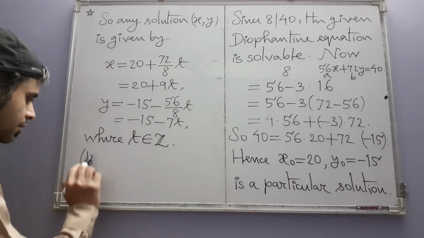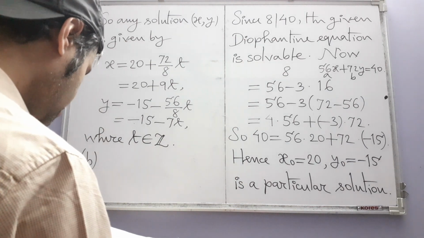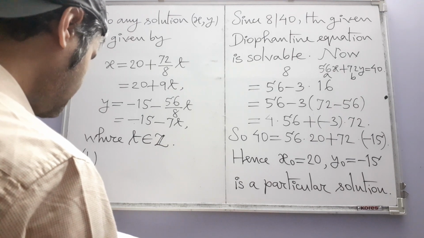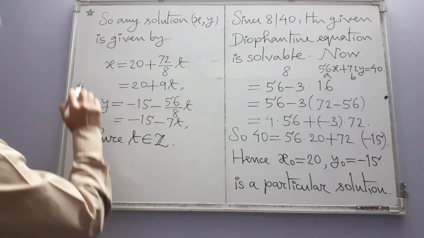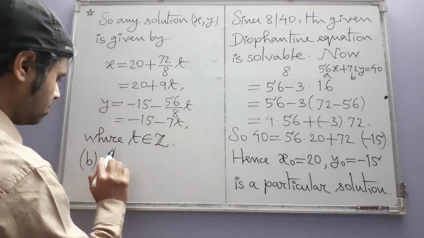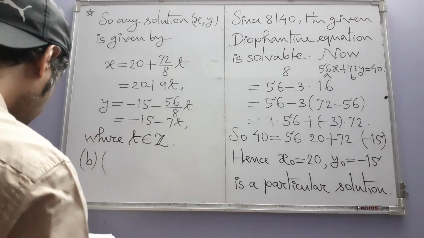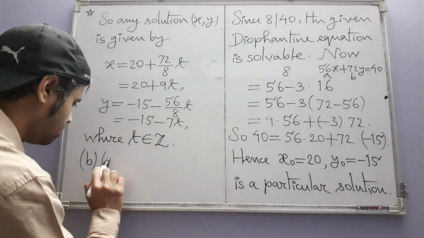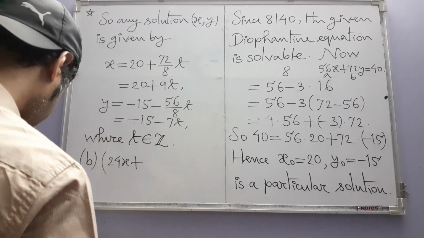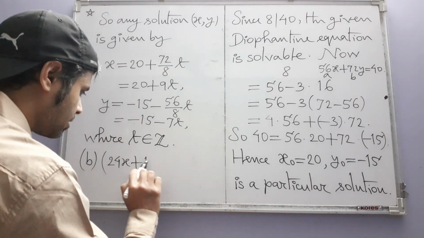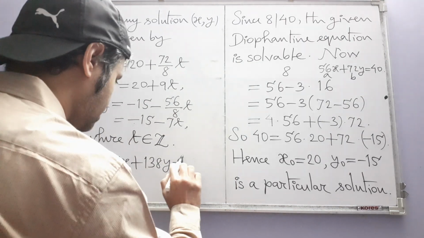Next, part B. In part B, the equation is what? 24x plus 138y equal to 18. Let me write it here itself. It's not a part of the solution. I am simply writing it for us to be able to see. 24x plus 138y equal to 18.